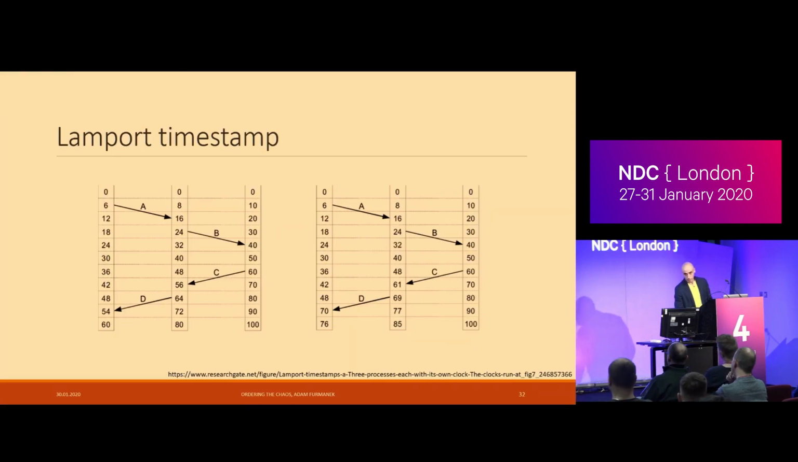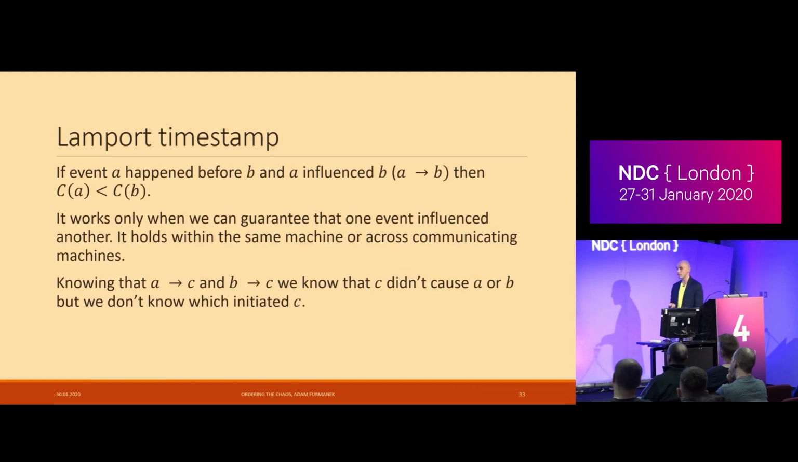Pretty simple idea, but once we introduce it, what we get is a very strong statement. Once we know that event A happened before B and influenced B, so A influenced B, we know that clock A is less than clock B. So when we know there was some communication between machines, then we can just compare their clocks and figure out which events happened before. Also, unfortunately, we cannot tell that about all the events.